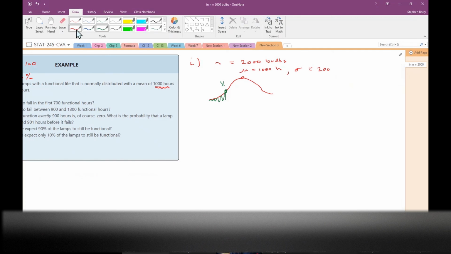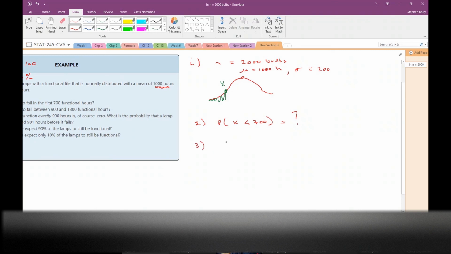The question is asking me, what is the probability, or more specifically, what is the number? But first I have to figure out the probability. What percentage of light bulbs are going to fail? And again, when you make the drawing, you realize you don't have to do the subtraction of 1. This is going to be a little bit easier. I don't have to subtract 1 because this is what my chart's going to give me.